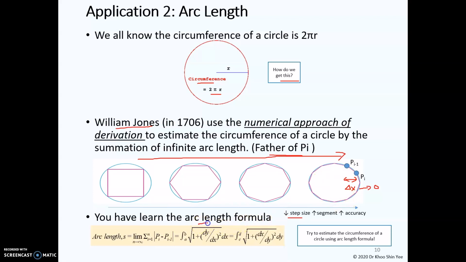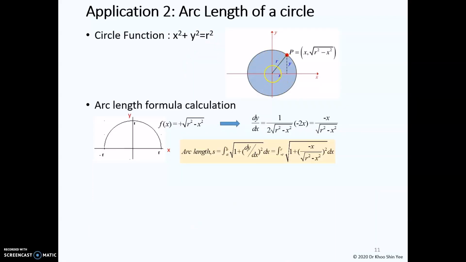So you have learned the arc length formula, which can be represented by using these two approaches. So we can try to estimate the circumference of a circle by using this formula. We know that a circle with the center at x equal to 0, y equal to 0, has the following equation. So from here you can find the function y, which is equal to the square root of r squared minus x squared. So for the upper part, it will be positive, and for the lower part, it will be negative.